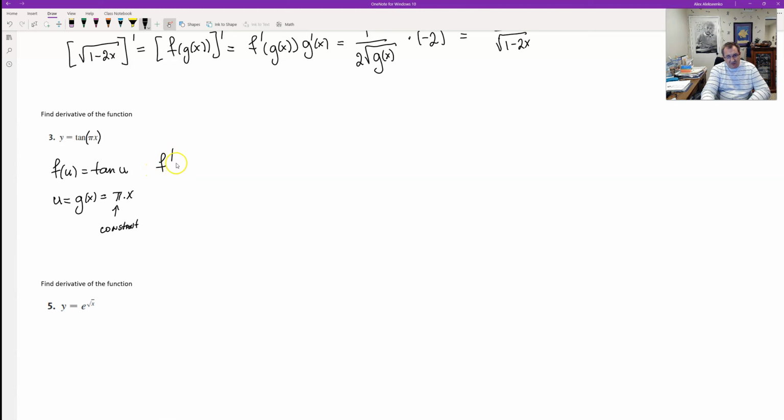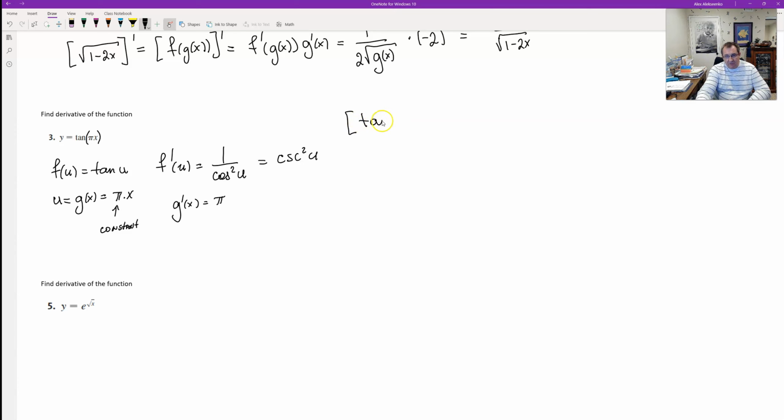Let's find the derivatives. The derivative of f is 1 over cosine squared u, or some of you will say secant squared u, which is the same thing. And g prime of x is pi. It's a constant. So now it's time to write the whole derivative.